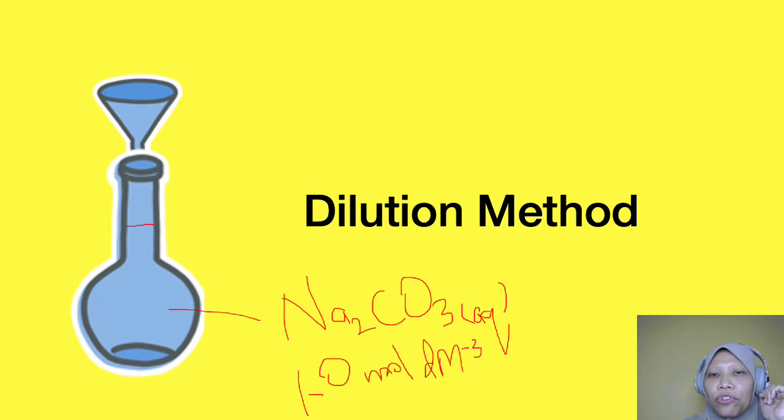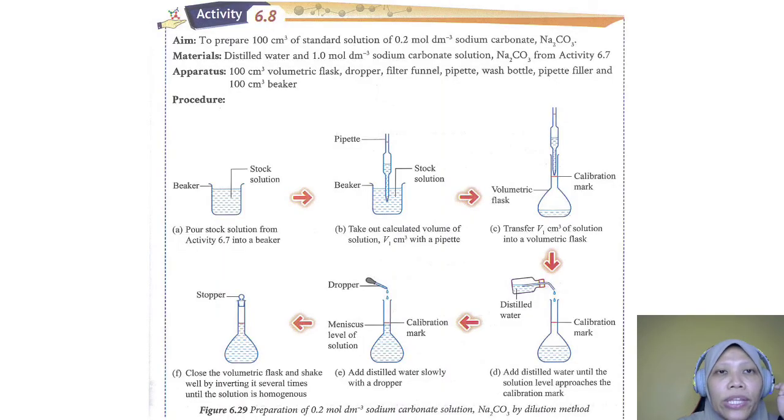Okay, so now let's move on to the next experiment, which is kita nak prepare 100 cm3 of standard solution of 0.2 mol dm-3. Nampak? Maksudnya tadi 1.0 mol dm-3 lebih pekat. Sekarang kita nak cairkan dia, kita nak turunkan concentration dia sehingga 0.2 mol dm-3. The same solution, which is sodium carbonate. Sebanyak berapa kita nak prepare? 100 cm3.